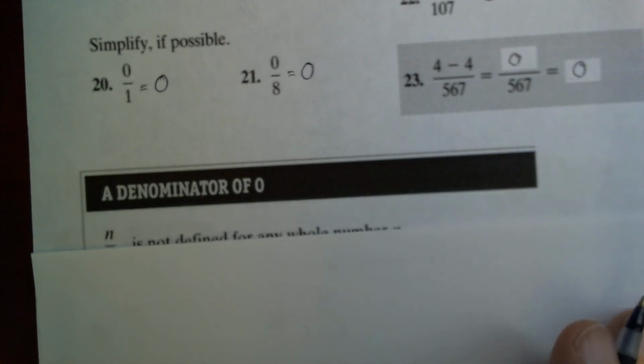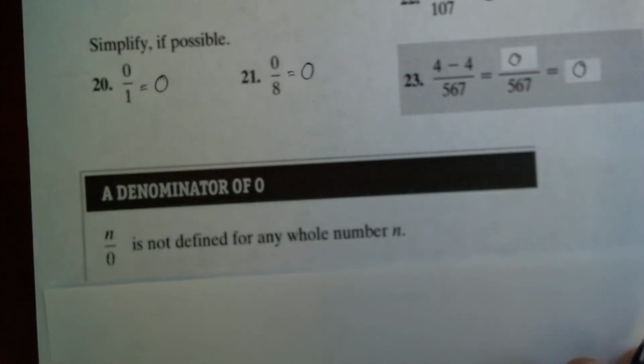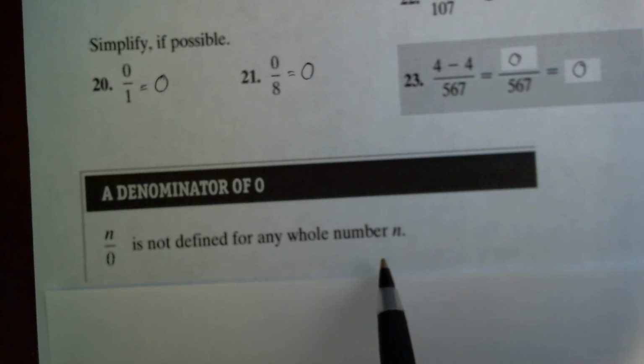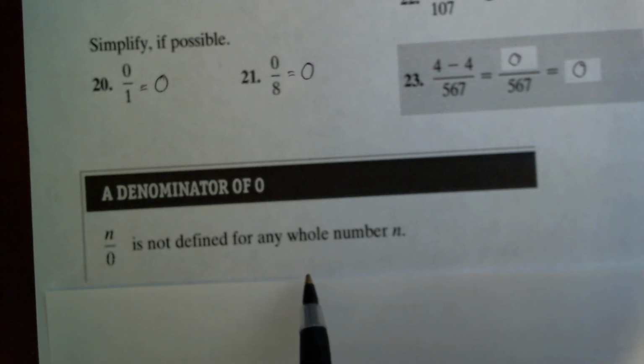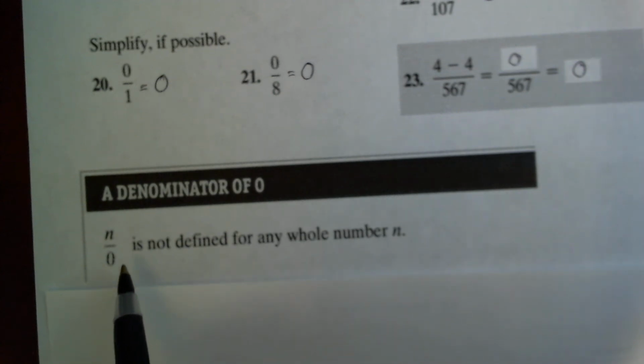On the other hand, if we have a denominator of 0, n divided by 0 is not defined for any whole number n. So remember, it's any whole number. In other words, n could also be 0. So 0 divided by 0 is not defined, 5 divided by 0 is not defined, etc.